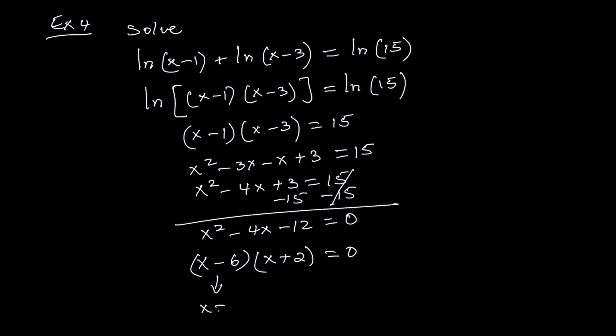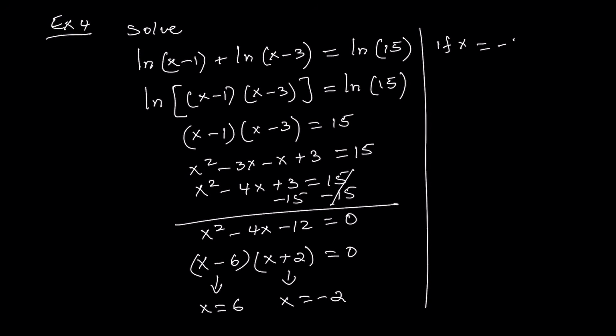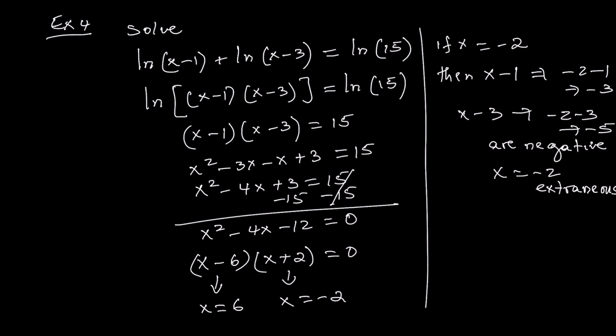Next, set each factor equal to 0. X minus 6 equals 0, or x plus 2 equals 0. Solving each equation gives the possible solutions, x equals 6 and x equals negative 2. Now check for extraneous solutions. If x equals negative 2, then x minus 1 and x minus 3 would both be negative values. Logarithms cannot contain negative numbers, so x equals negative 2 is an extraneous solution. The correct solution is x equals 6.